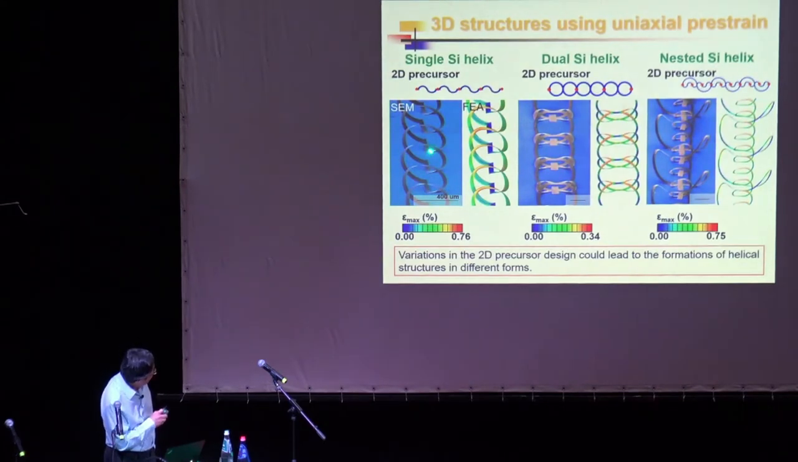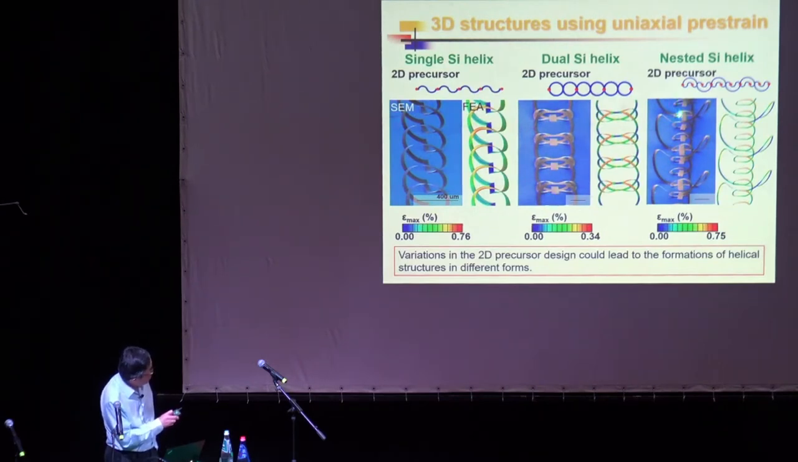This is the single crystal silicon. You can see that the scale here is 400 micrometers. And this is the mechanics predicted shape. You can see very good agreement between the experiment, SEM image, and theory. This is another shape, we call it double silicon helix. The SEM image, mechanics prediction.